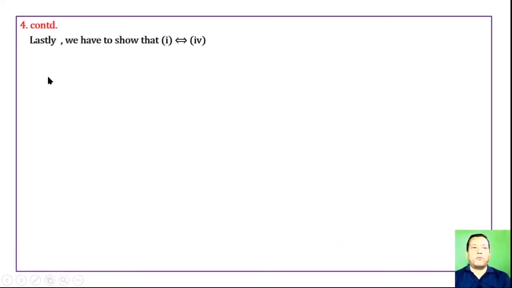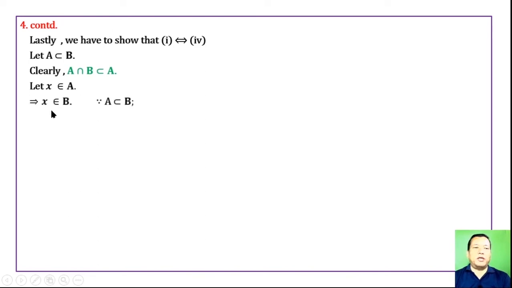Question number 4 continued. Lastly, we have to show that Roman number 1 if and only if Roman number 4. Let A is a subset of B, Roman number 1. A is a subset of B. It is given. Clearly A intersection B is a subset of A. Let X belongs to A.